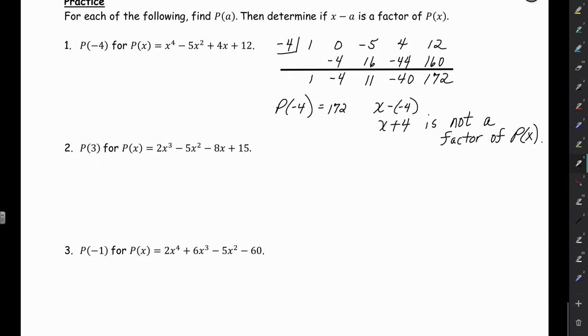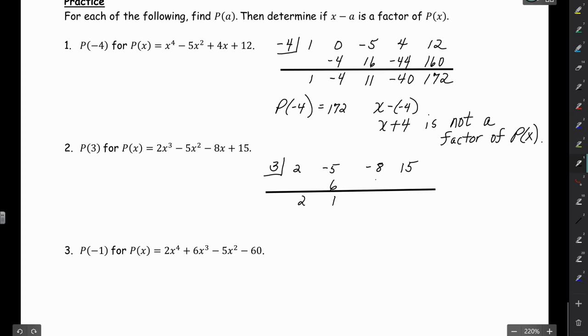Okay, 2 more to try. We're going to put 3 in the box. List our coefficients. Bring down the 2. 2 times 3 is 6. Negative 5 plus 6 is 1. 1 times 3 is 3. Negative 8 plus 3 is negative 5. Negative 5 times 3 is negative 15. Add them together. Ooh, we get 0 as a remainder. So we know that x minus 3 is a factor.